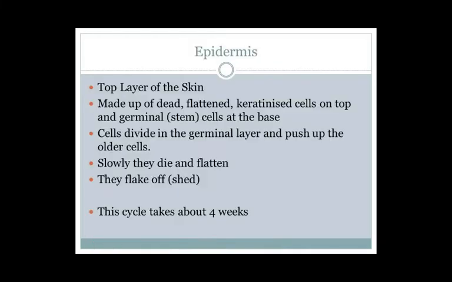Okay, this is just some brief information, just a recap. The epidermis is that top layer of skin. It's made up of dead, flattened, keratinized cells on the top and germinal cells at the base. And we call germinal cells stem cells. You may have heard of stem cell therapy. These ones can only become skin. They can't become anything else.